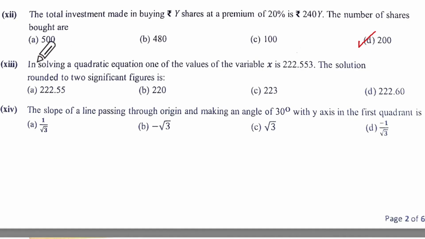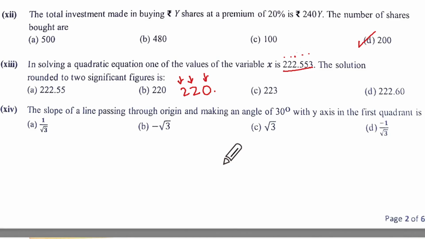Let's go to this one. In solving a quadratic equation, one of the values of the variable is this. Then the solution rounded off to 2 SF. 1, 2, 3 SF, 4 SF, 5 SF. Rounded off to 2 SFs. They are saying 220, but tell me, this is the decimal point. Doesn't it have 1, 2 and 3 SFs?